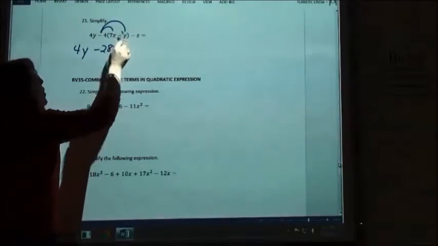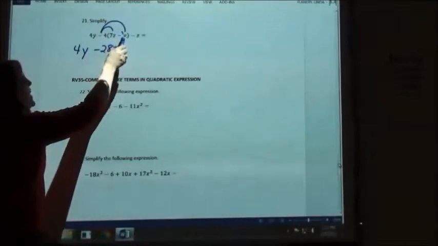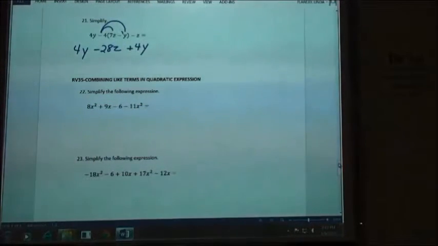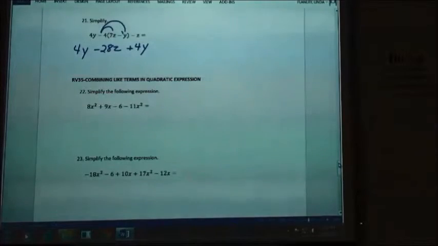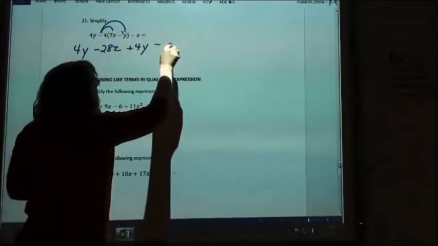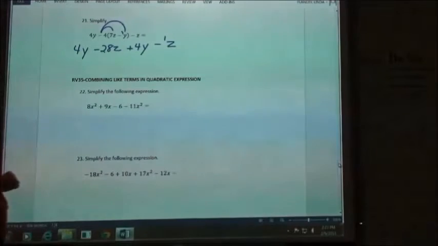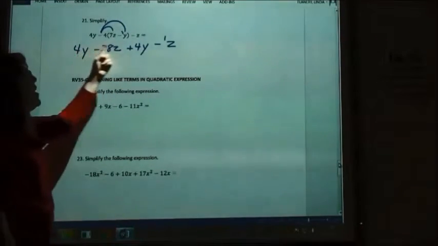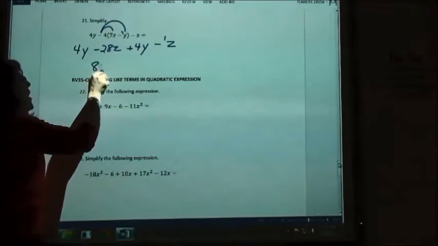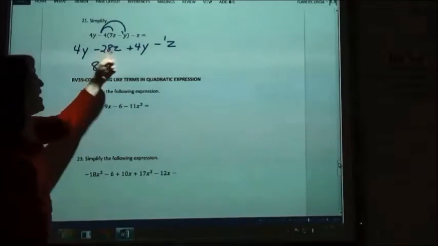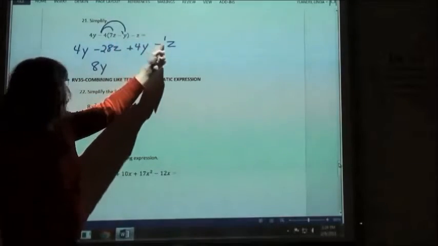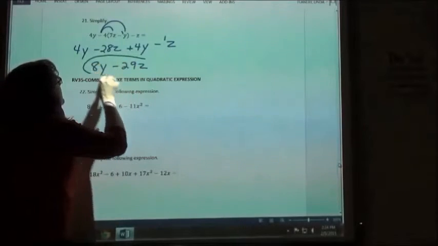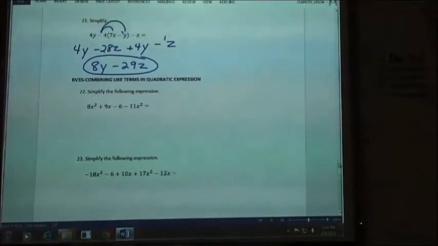Again, if you need to, put a 1 there. Negative 4 times negative 1 is a positive 4y. Negative times a negative is a positive. That minus z comes down. Again, if you have a hard time remembering, minus z is minus 1z. So when you combine your like terms, 4y plus 4y is 8y. Negative 28 minus 1, I have to add and keep my sign, so negative 29z. So 8y minus 29z would be my answer.